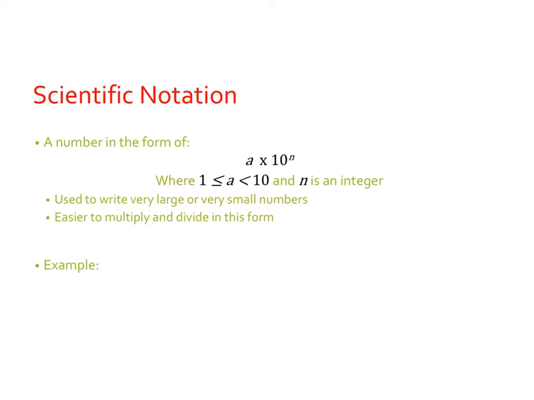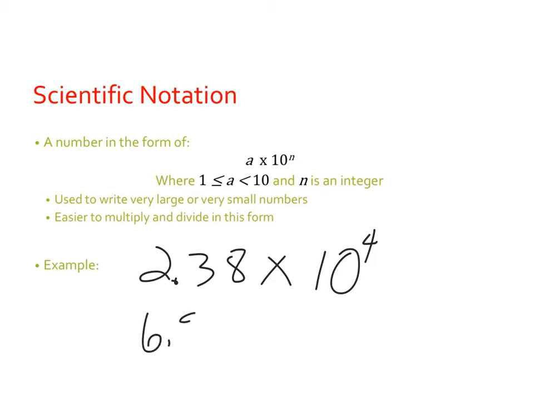So again, as a reminder, scientific notation, something like 2.38 times 10 to the fourth power, or 6.93 times 10 to the negative 3 power. Scientific notation.